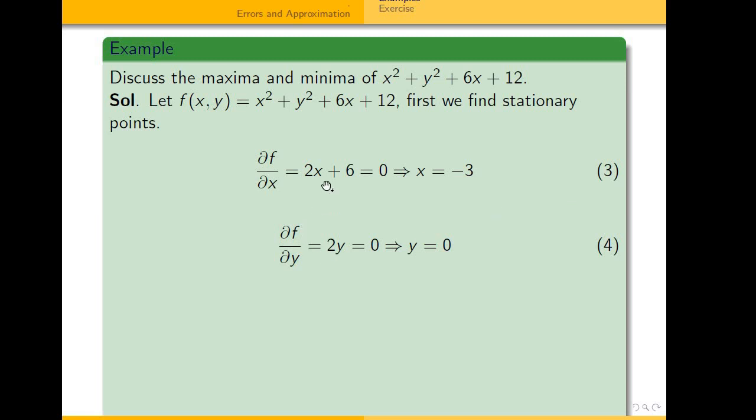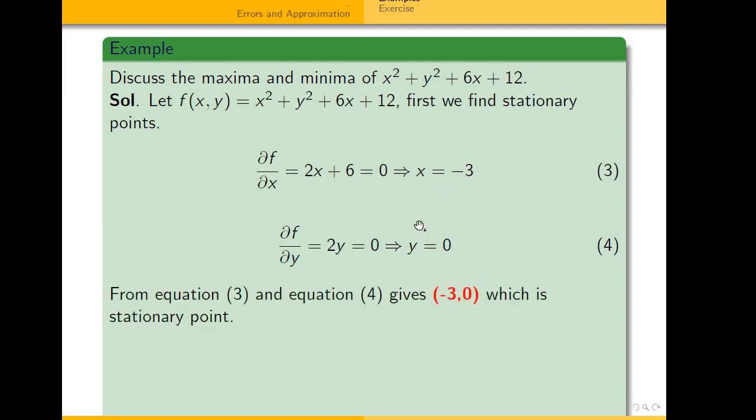And the partial derivative of this function with respect to y gives us y directly. Comparing to 0, we get y equal to 0. So from this equation we get x is equal to minus 3, and from this equation we get y is equal to 0. I will combine these two, equation 3 and 4. Now from equations 3 and 4, we get x is equal to minus 3 and y is equal to 0.